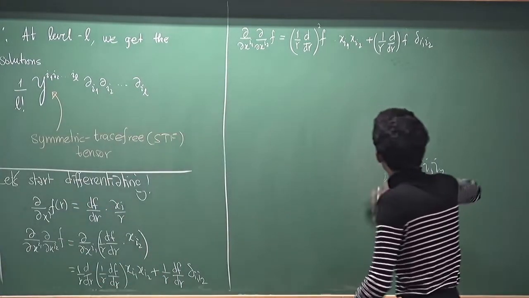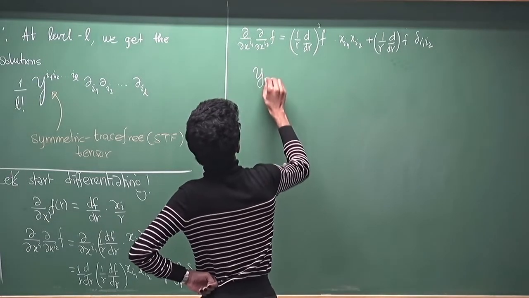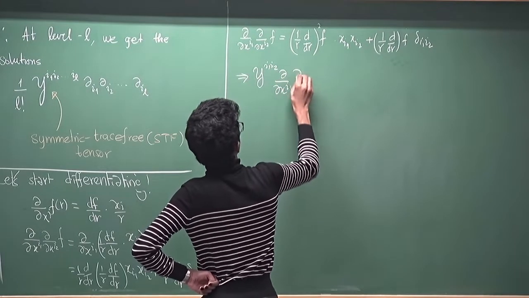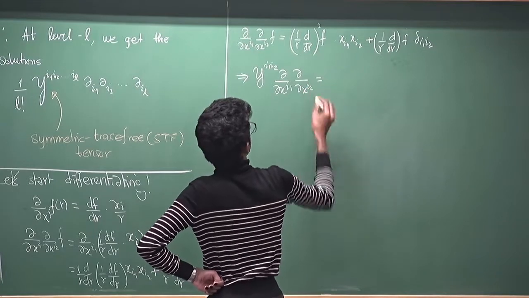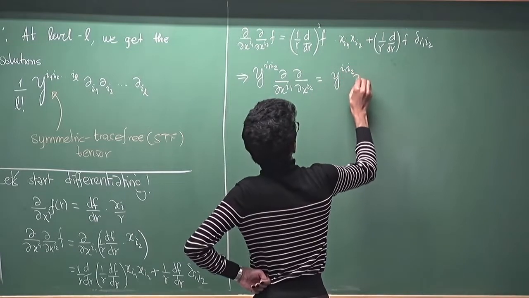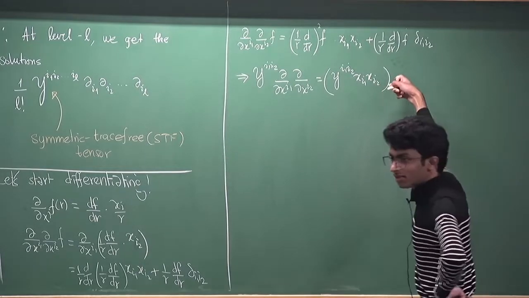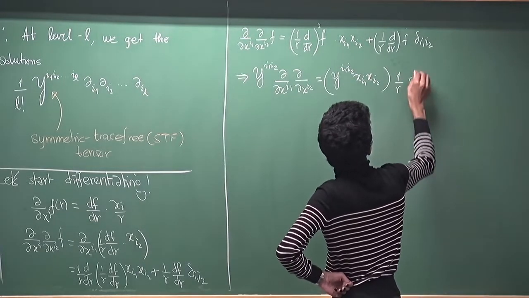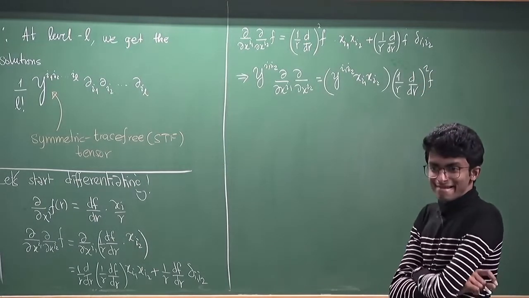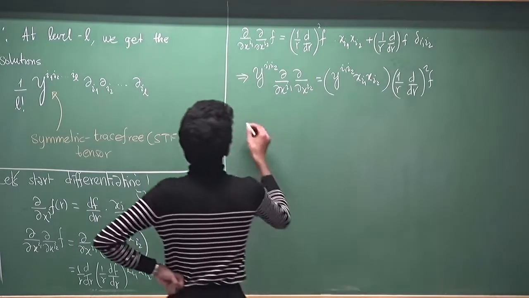But let's forge ahead. Let's do level 3. Let's do another derivative. So let me write what I just said. y I1 I2 del x I1 del x I2 will just be y I1 I2 x I1 x I2, the STF polynomial, times 1 over r d/dr squared acting on F. Okay, good. Let's do another derivative.